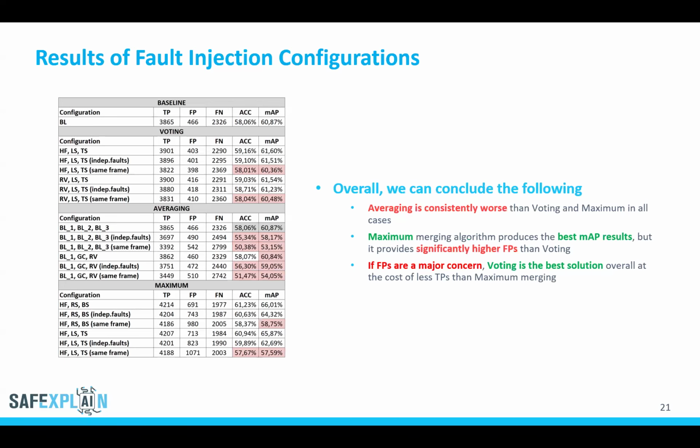So to conclude this evaluation, we can say that averaging is consistently worse than voting and maximum in all cases, and it's worse than the baseline. Then we see that maximum produces the best MIP results by far, but it also has the downside that it's providing significantly higher false positives, which may not be that good for certain applications. So if these false positives are a major concern, then voting would be the best solution overall, at the cost of fewer true positives, but we also have fewer false positives.